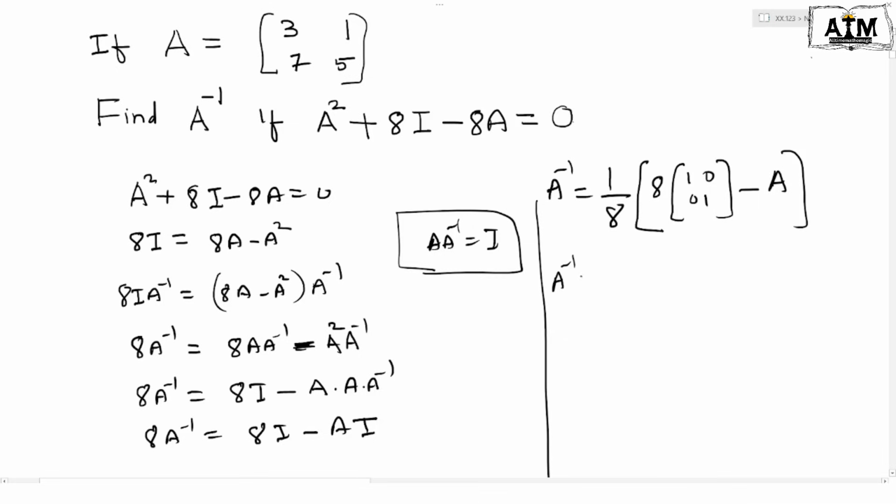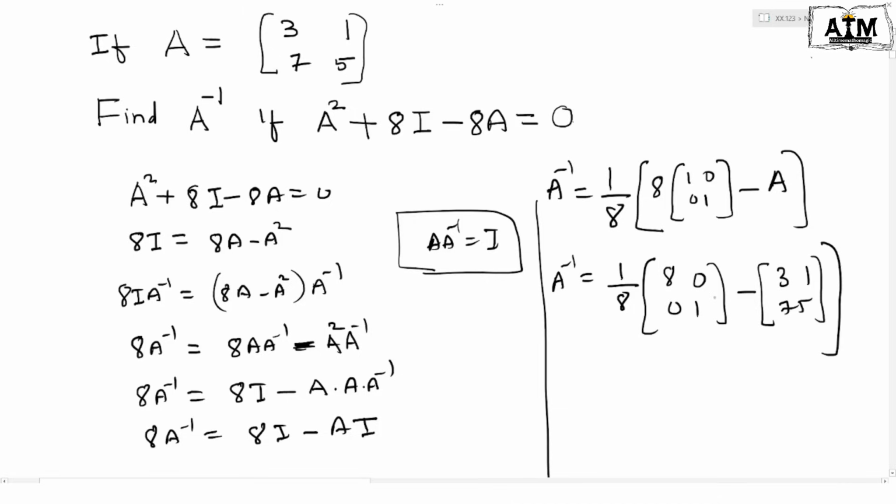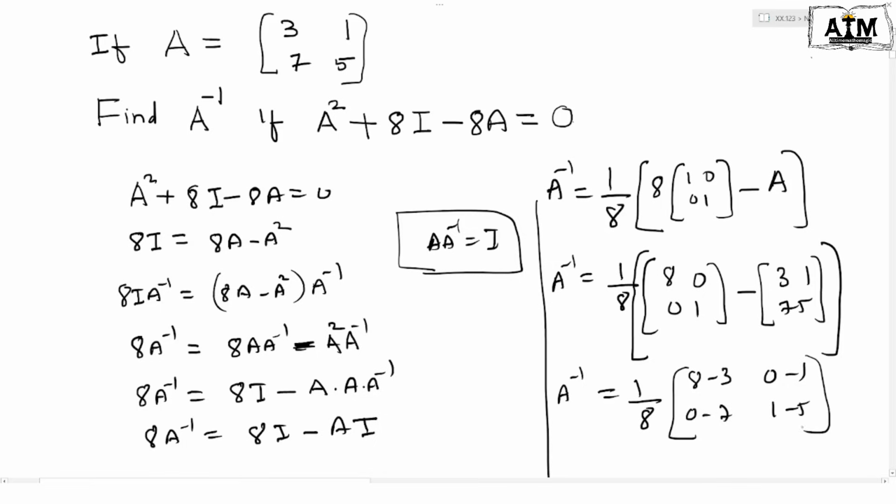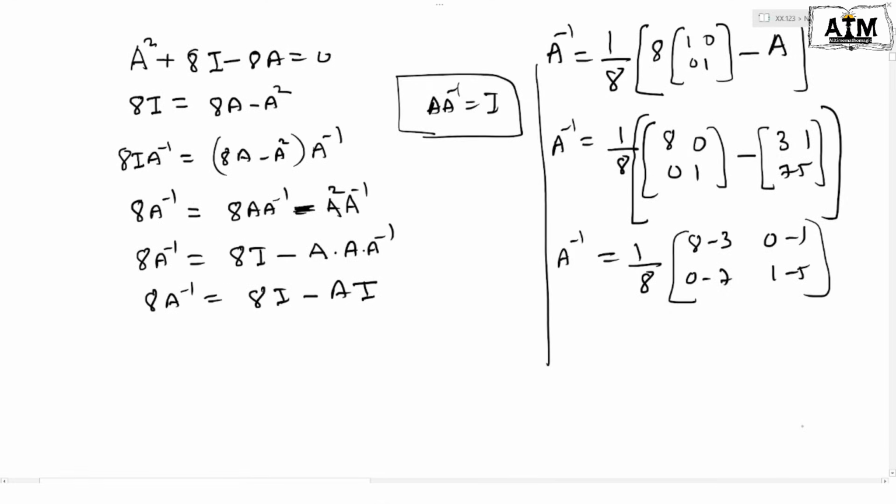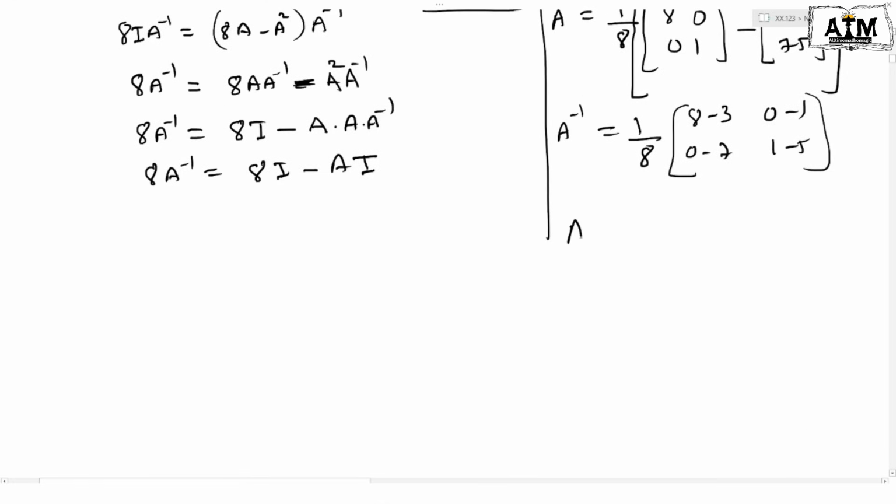Now A inverse equals 1 upon 8, times the matrix 8 0 0 8 minus A, that is 3 1 7 5, and the entire thing again in a bracket. So A inverse equals 1 divided by 8 times: 8 minus 3, 0 minus 1, 0 minus 7, and 8 minus 5. So A inverse equals 1 upon 8 outside, and inside we have 5, minus 1, minus 7, 3.